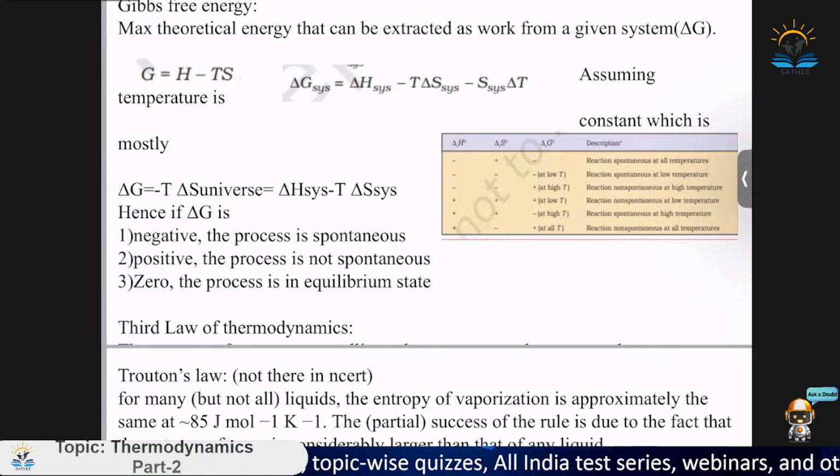Third law of thermodynamics. I'll discuss the table here. So delta G is delta H system minus T delta S system. Delta H system and delta S system can be found experimentally. So then we can see if the process is spontaneous or not.